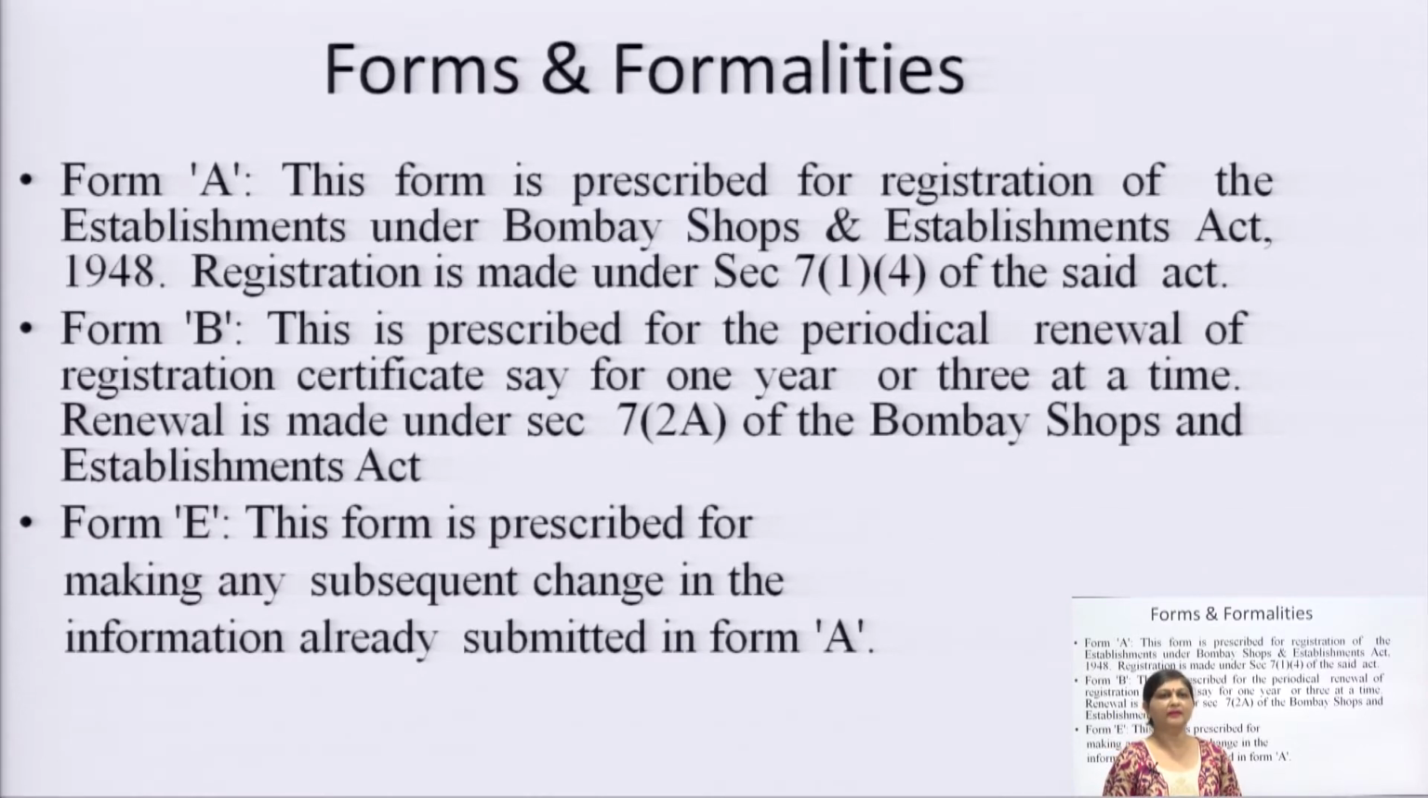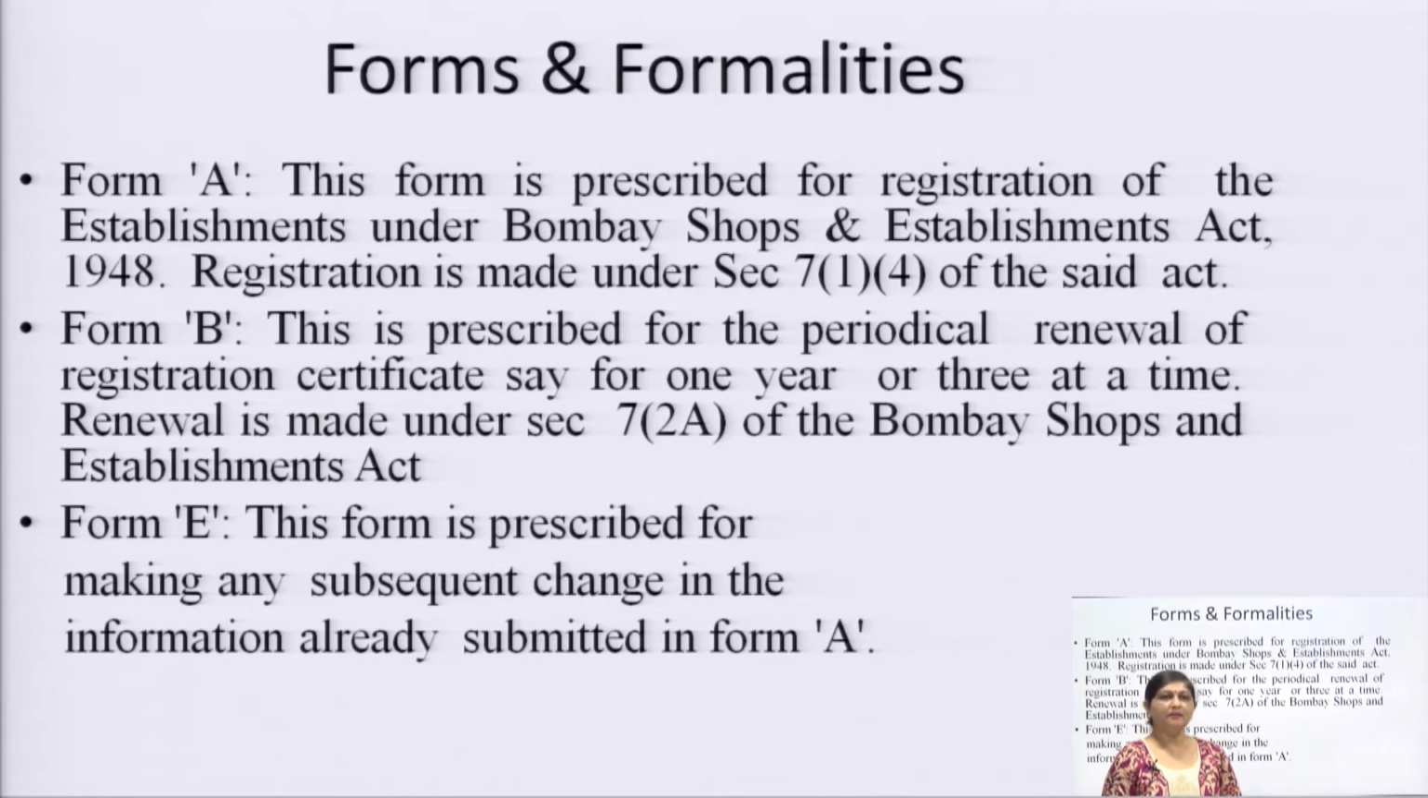go through certain formalities and fill certain forms which are given as Form A, Form B and Form E. They are respectively for various formalities to be fulfilled. Now, Form A is prescribed for registration of the establishment under the Bombay Shops and Establishments Act 1948. Registration is made under section 7 subsection 1 and 4 of the said Act.